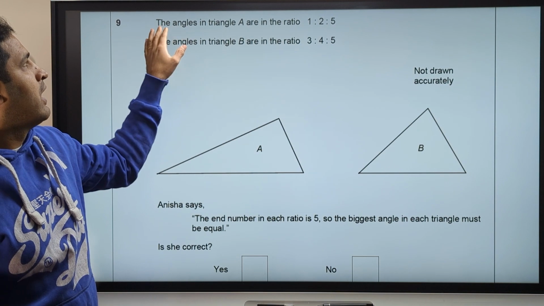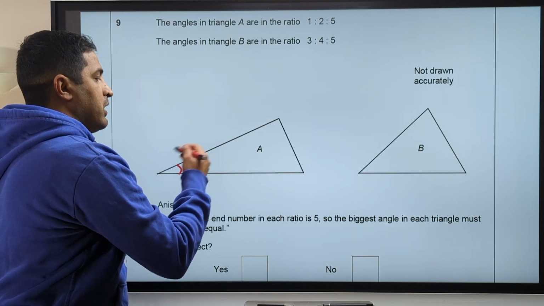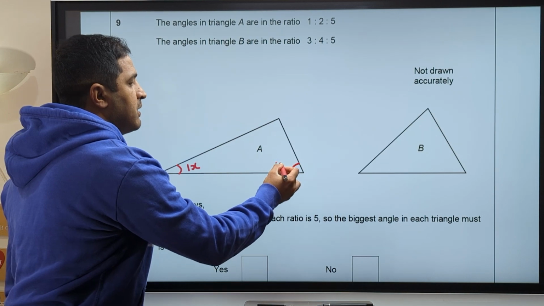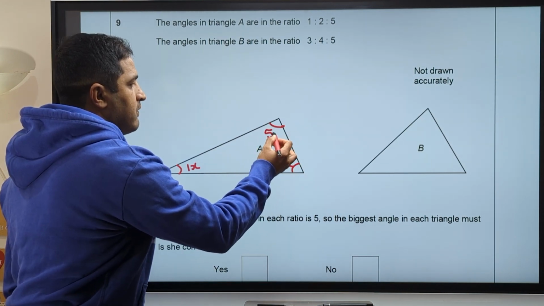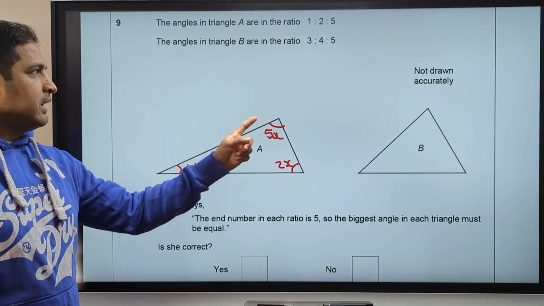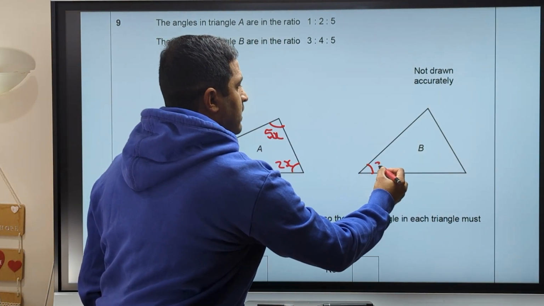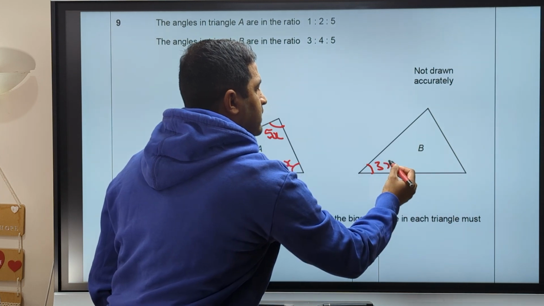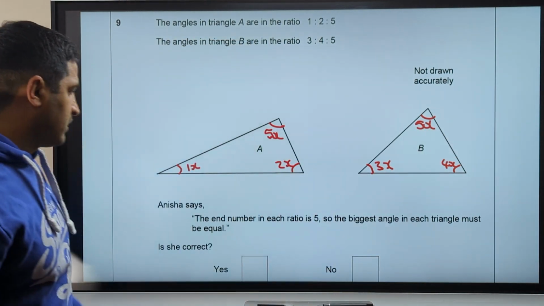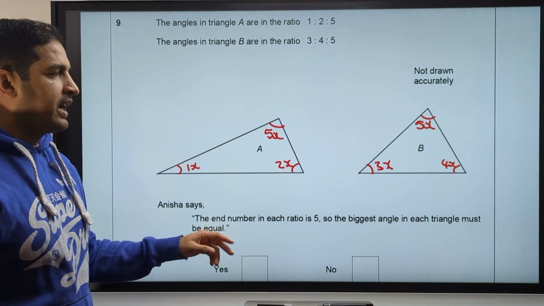Triangle A, the angles in triangle A are in that ratio. So let's say this one here is 1, whatever x is, let's say 1x, then that would be double that size basically. Let's say that one is double the size, 2x, and that would be 5x then. So those 180 degrees split in that order. And for triangle B, the angles split the way saying it's going to be 3x, 4x, 5x.